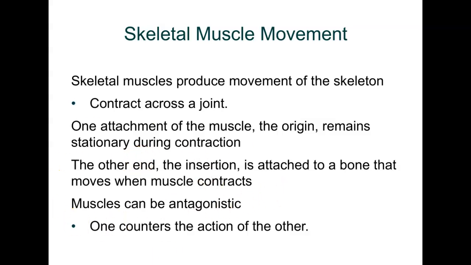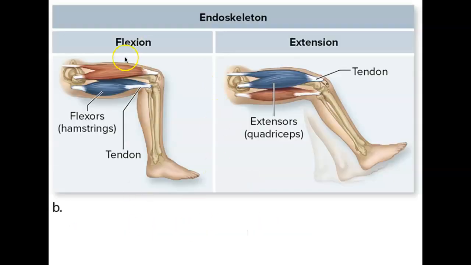Muscles a lot of times are going to be antagonistic in the body. That means that one group of muscles will oppose the action of the other. A very easy to understand example of this is our upper leg, where we have the flexors and extensors. Our flexors are our hamstrings. They allow our leg to flex or bend at the knee joint, and our extensors are going to allow us to straighten by shortening and pulling.